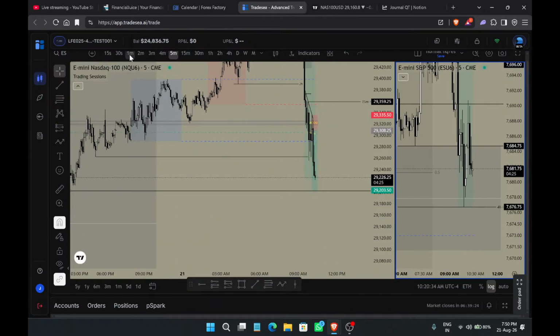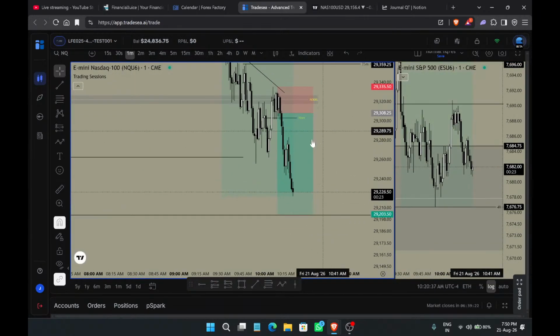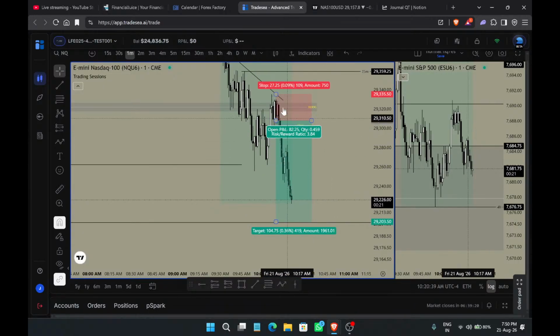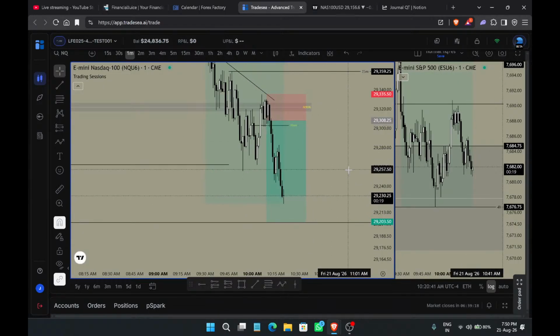I don't care about this trade. Come on, look at how precise we are. But this is what ICT traders are for, buddy. ICT traders are the gangsta.